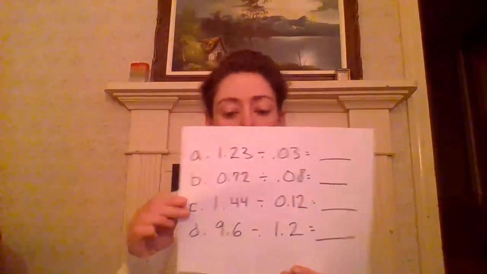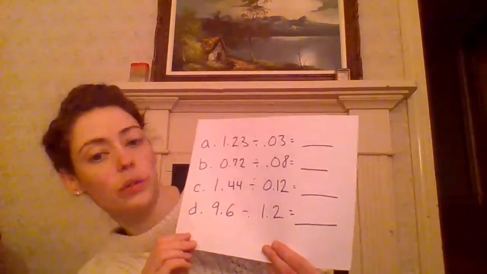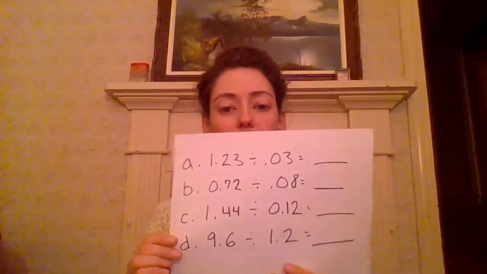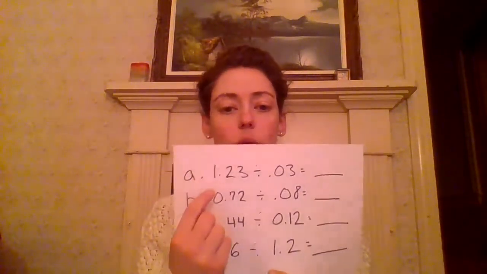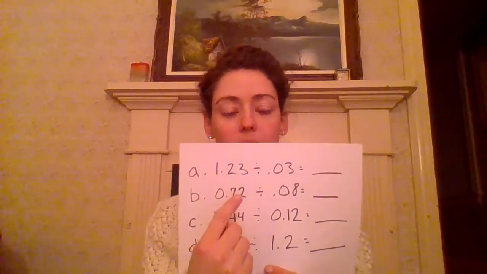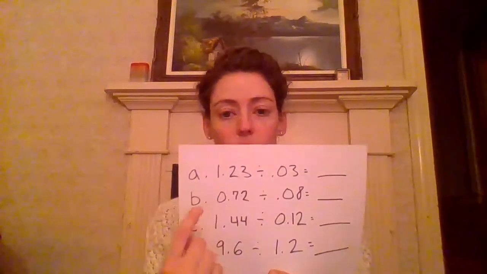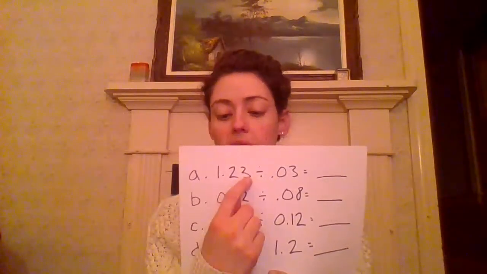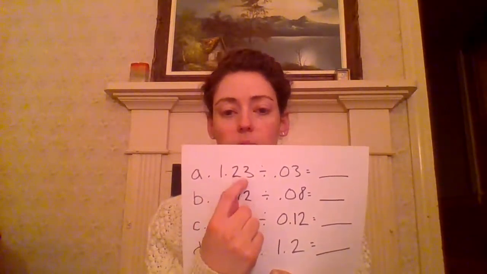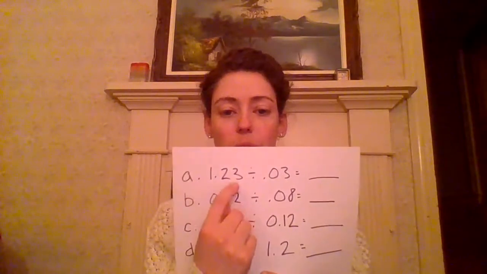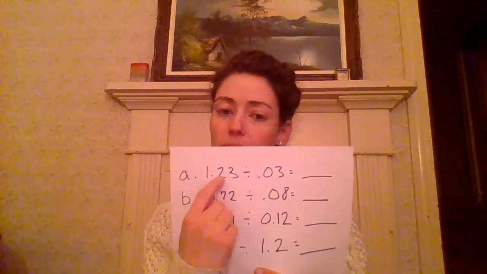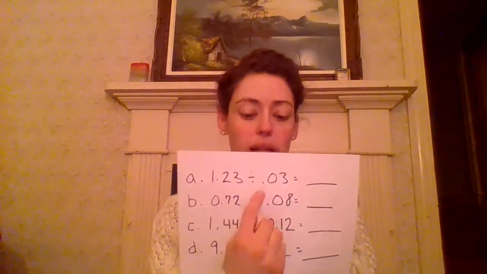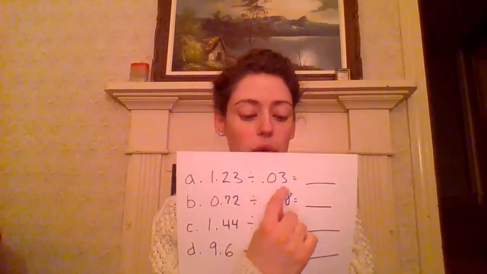Okay, so for example, 1.23 divided by 0.03. That looks really tricky again, right? So what would we have to multiply these by to make them into whole numbers? Let's say we'll multiply this by 100, right? So then we move the decimal over like this. We'll have 123. And whatever we multiply this by, we have to multiply this other number by, or we won't get the right answer. So we'll multiply that by 100 and we'll have 3.